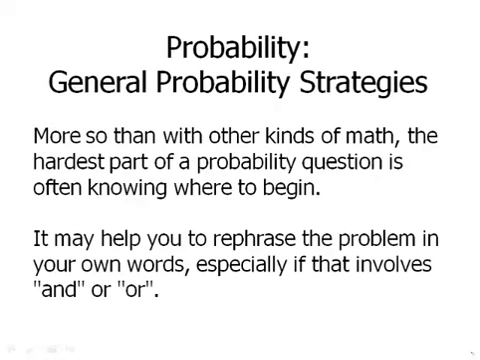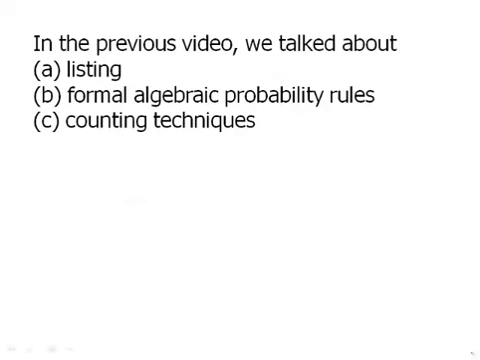It may help you to rephrase the problem in your own words, especially if that involves the words "and" or "or." In other words, if you can rephrase it and you wind up with "and" or "or" statements, that would be a very good suggestion that you'd be able to use the algebraic rules. So in the previous video, we talked about listing, formal algebraic probability rules, and counting techniques. These are the three broad categories of solutions.